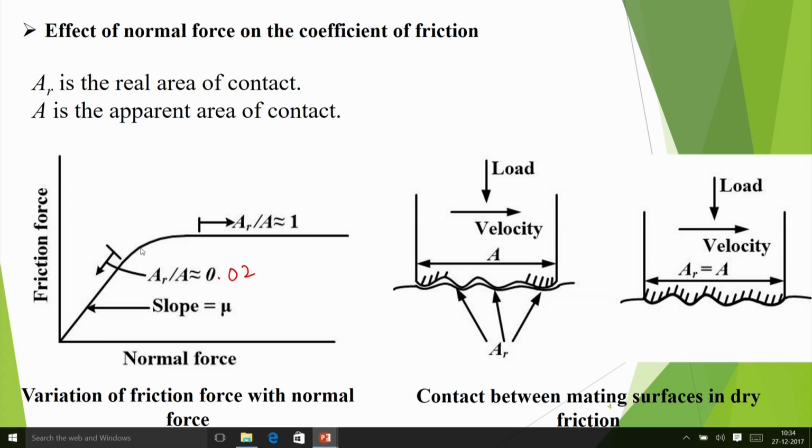In between there may be some transition area, because this abrupt change will not be there, that up to this there is a Coulomb coefficient, and after that suddenly it becomes a constant shear stress theory. That is not correct. In fact, there will be a gradual transition. Actually, the things are very complicated. People are doing this type of research. This itself is a research area.